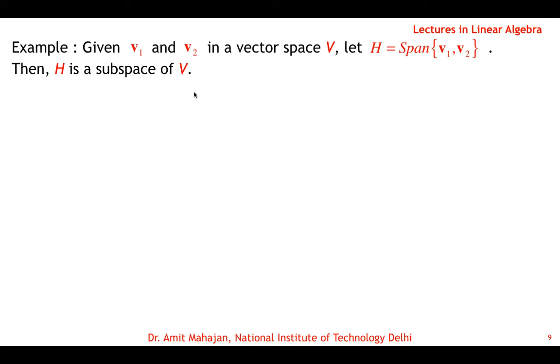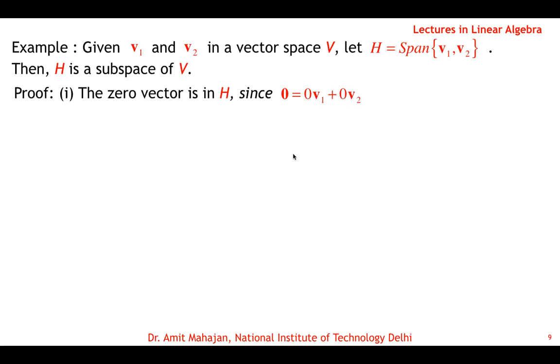First you must see it is a subset of V. Clearly, because the vectors in this are linear combinations of v1, v2, and v1, v2 are in V, so clearly it is a subset of V. Now the three properties. The zero vector is in H, if 0 can be written as a linear combination of v1, v2, and clearly we can always write the zero vector as a linear combination with scalars 0, 0.